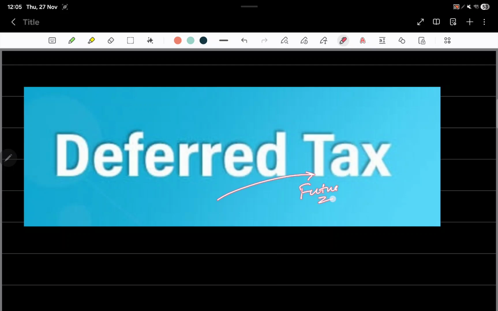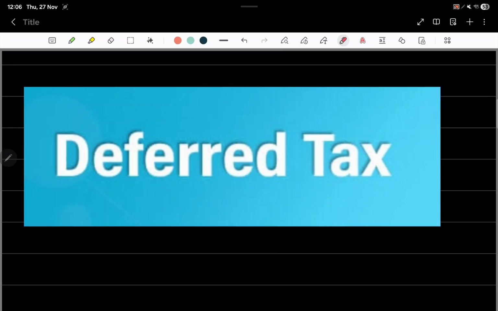Okay, so now something is tax. When we leave tax for a future period, then it is known as deferred tax. And that deferred tax can be a deferred tax asset or a deferred tax liability. But current tax is what we pay now at the rate specified by the income tax department. So let us break down what is deferred tax and what is current tax.